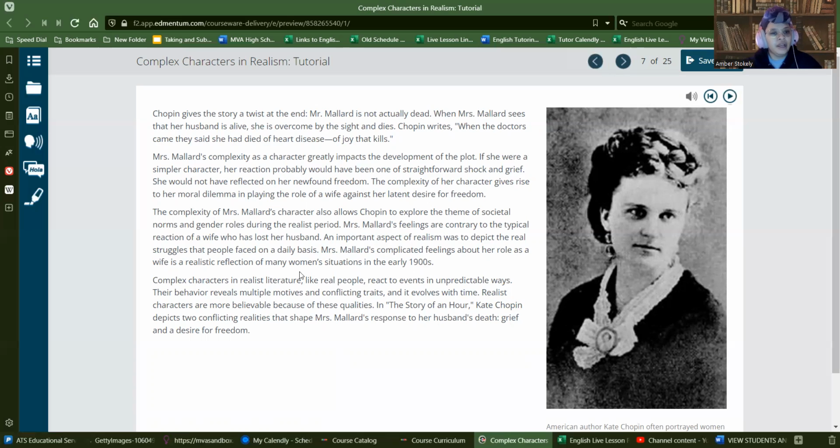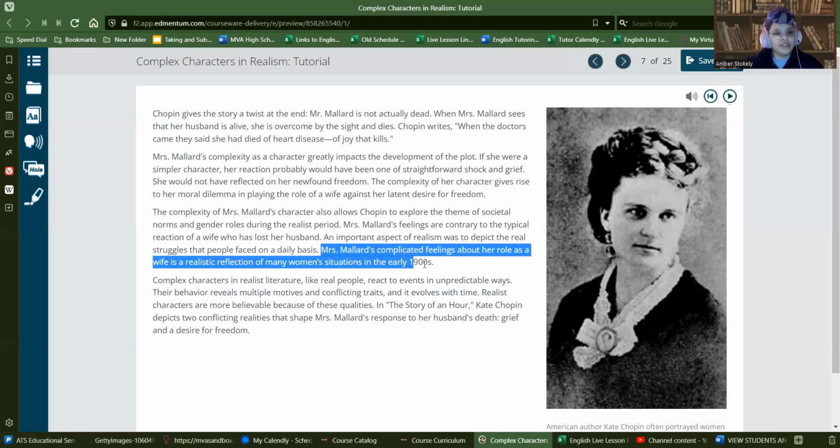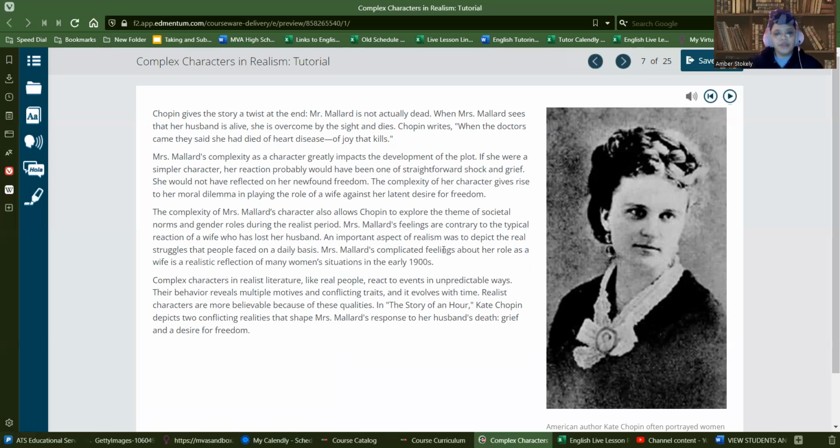But okay. As a summary, Mrs. Mallard's complicated feelings about her role as a wife is a realistic reflection of many women's situations in the early 1900s. And the reason why that is important is because realism was a movement to sort of actually depict the real struggles that people face on a daily basis.